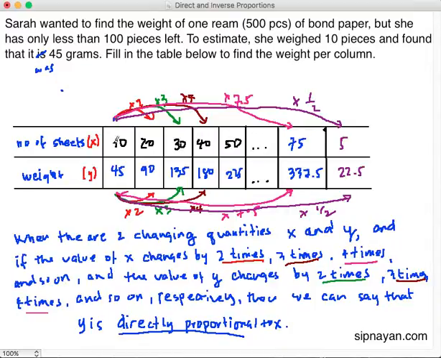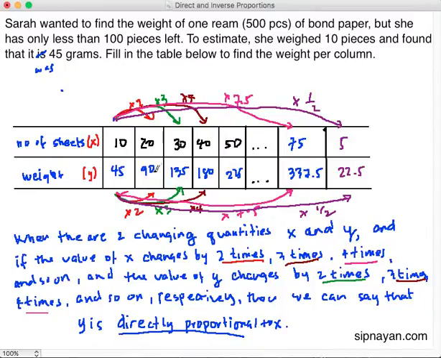So, ang ginawa ni Sarah was to put the quantities on a table. Yung number of sheets niya 10, tapos yung kanyang weight ay 45 grams. So, obviously, pag dinoble ni Sarah yung number of sheets, dodoble din yung weight niya. So, kung 45 dito, 90. Pag dinriple niya yon, magiging triple din siya.